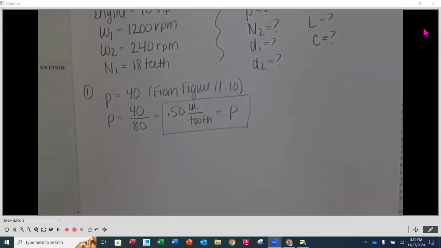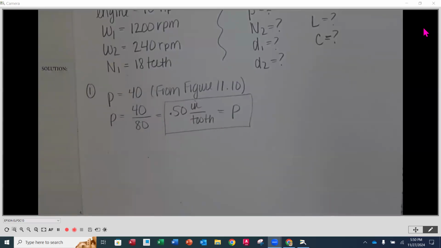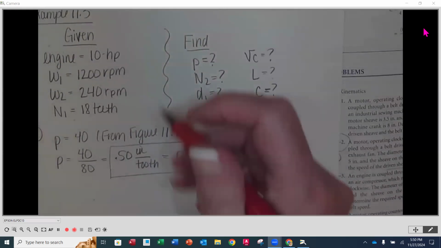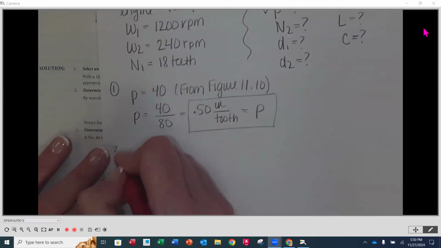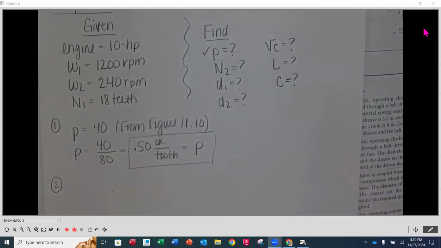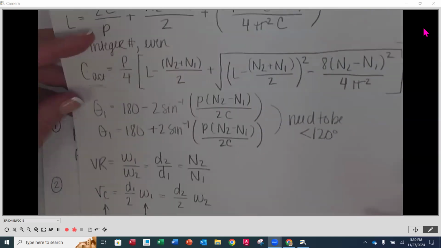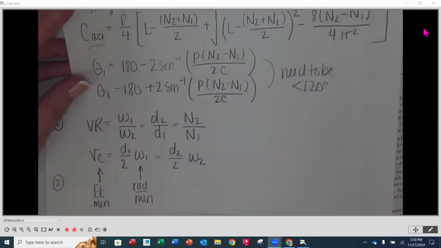All right, so knowing that we are going with a number 40 chain and that we have 18 teeth on our driver, we now need to figure out the number of teeth on our driven sprocket. So we did the pitch of our chain. Now, number 2 is going to be determining the number of teeth on our driven sprocket. So if we go back to our equation sheet, down here the velocity ratio helps us with that.